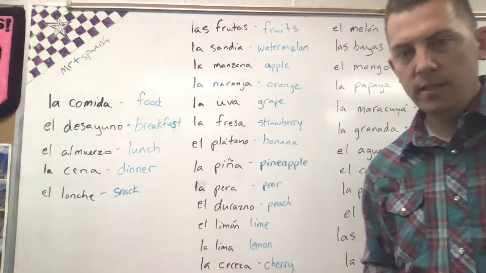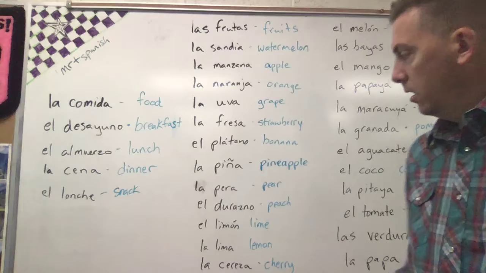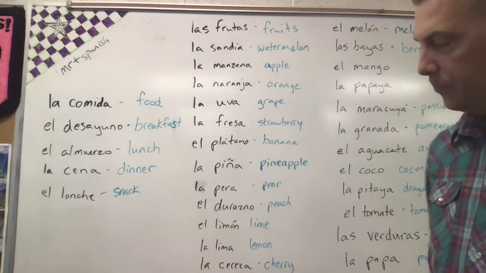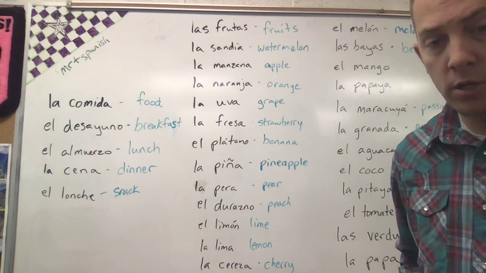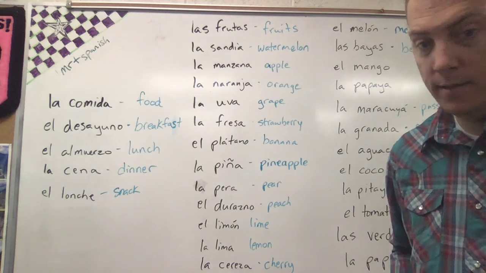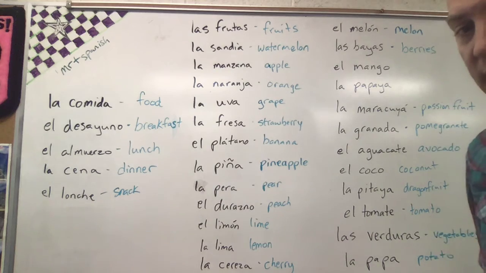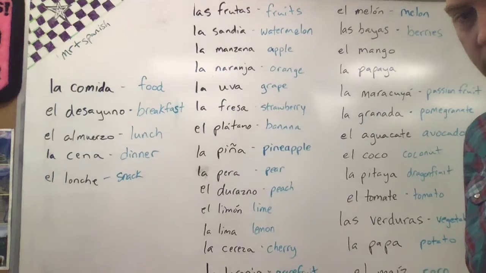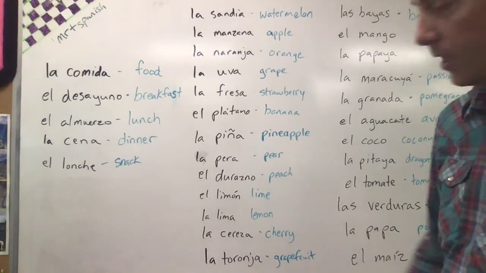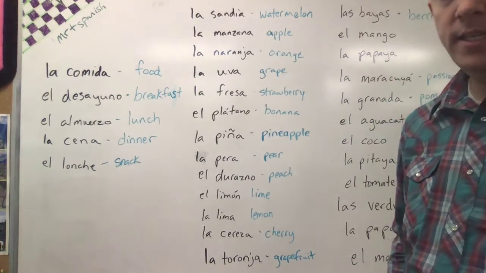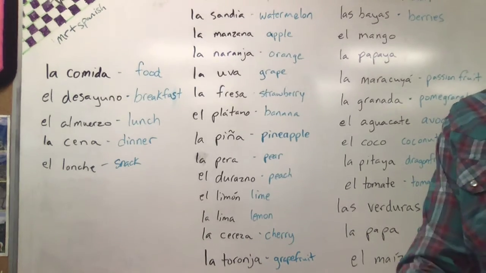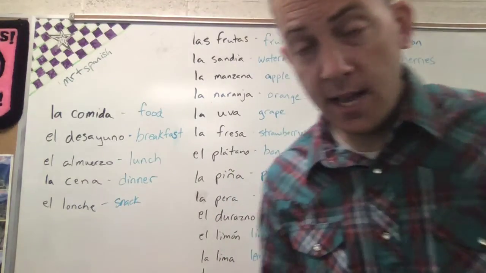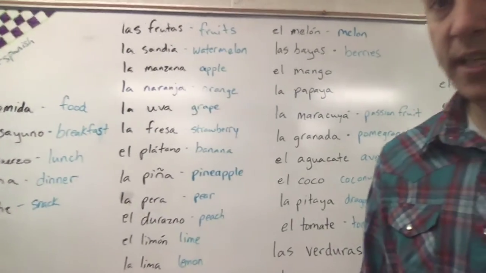La pera is a pear. El durazno is a peach. El limón is a lime, not a lemon. A lemon is lima. La cereza is a cherry. And down at the bottom, la toronja is a grapefruit. Okay? A grapefruit kind of looks like an orange, bigger, reddish in the inside, and very acidic.